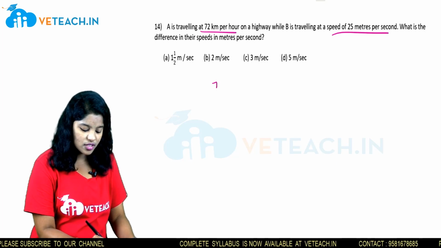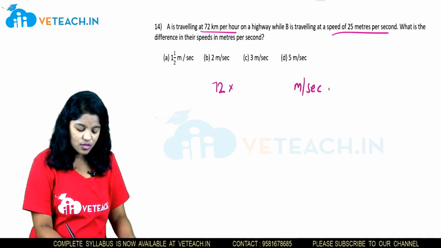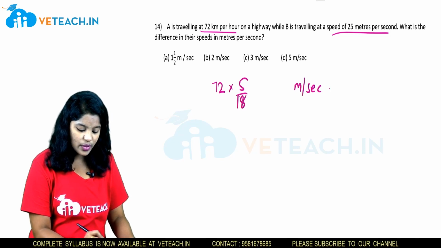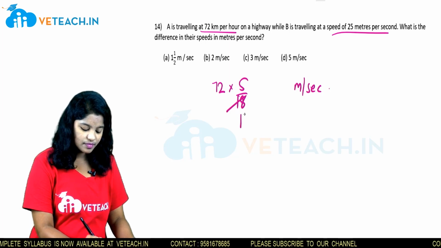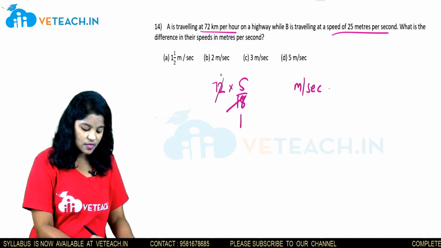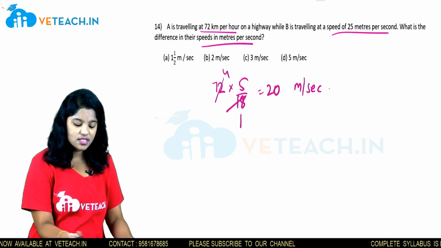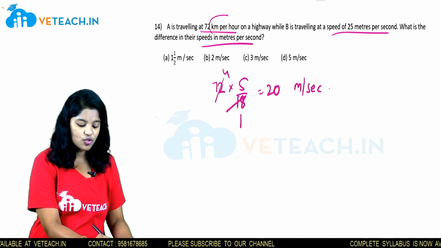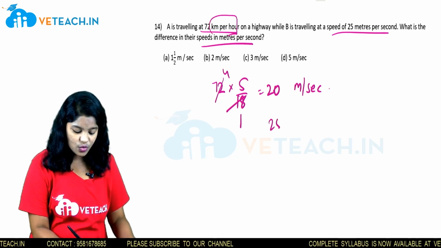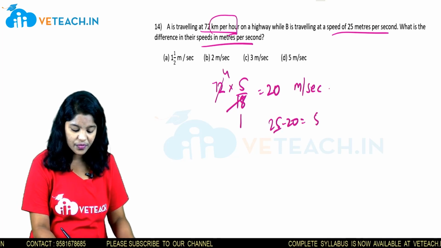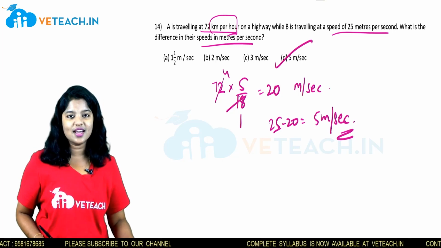Now we should convert this 72 kilometers per hour into meters per second. So simply multiply it by 5/18. This is 1 times, this is 4 times. We will get 20 meters per second. They asked just for the difference between them. So the thing you should remember is to change the units, that is from kilometers per hour to meters per second. So 25 minus 20 is equal to 5 meters per second. So option D is our correct answer.